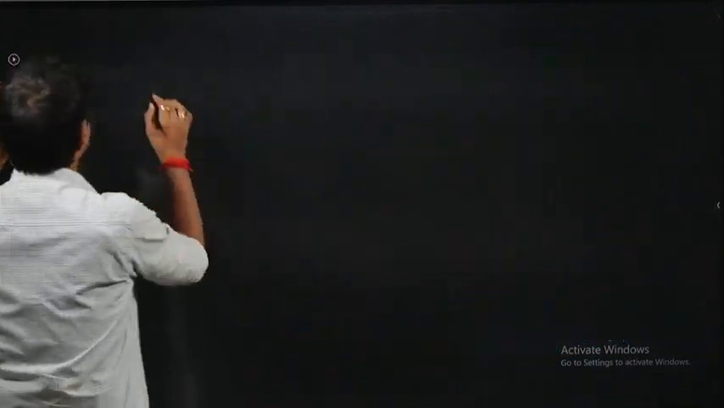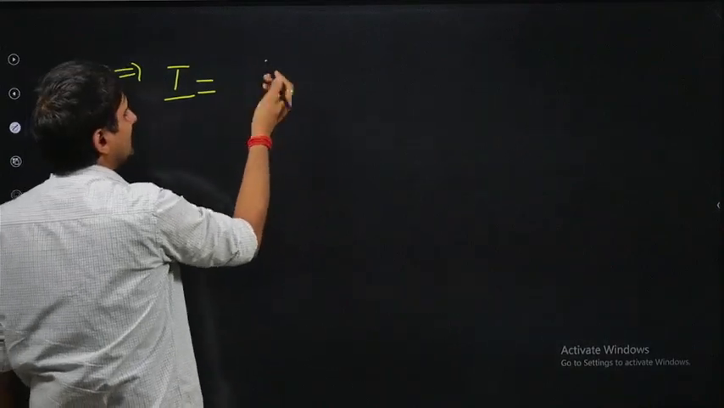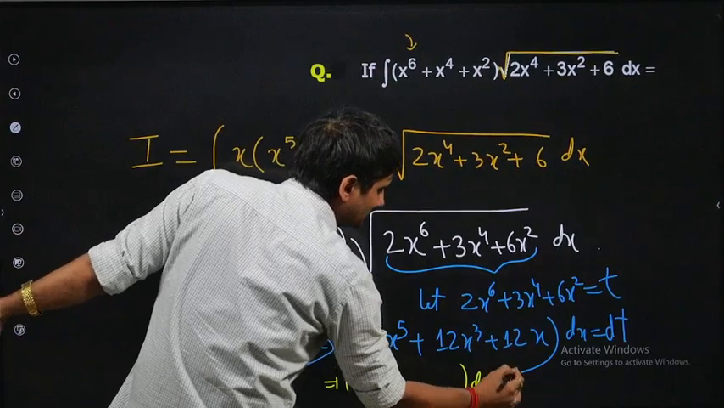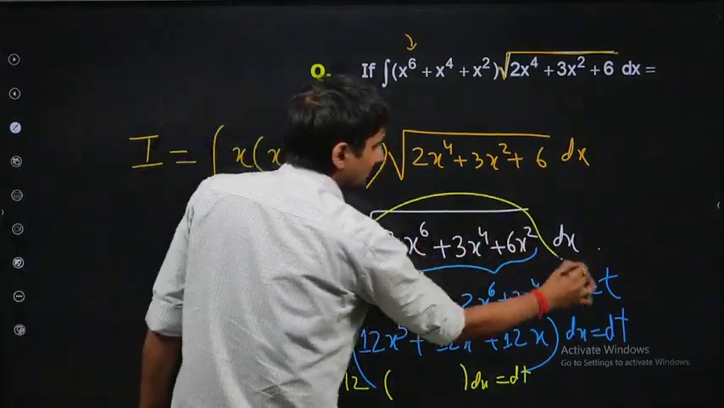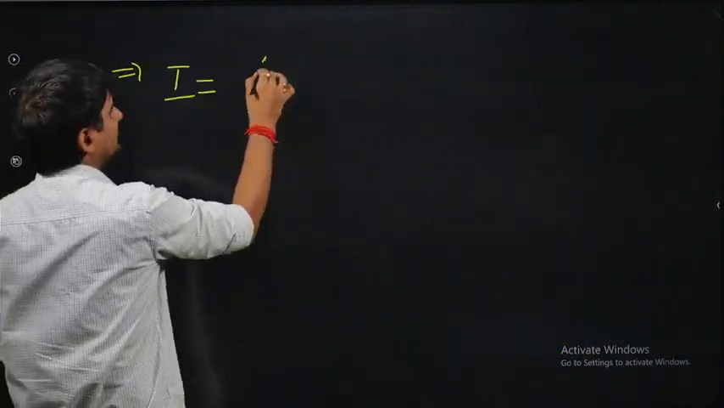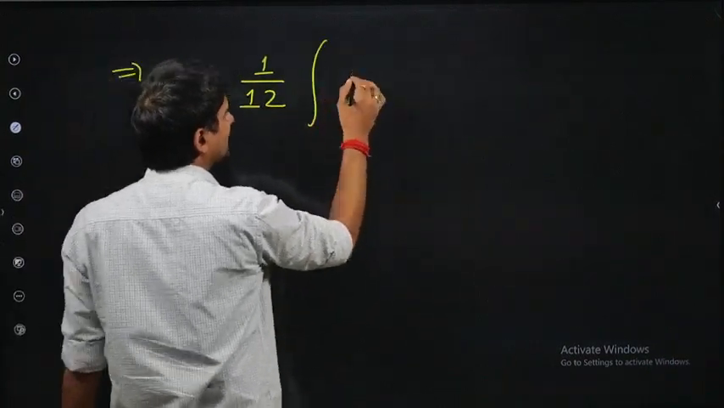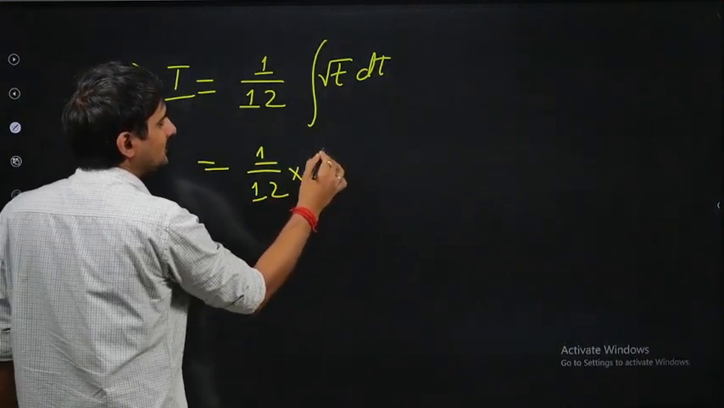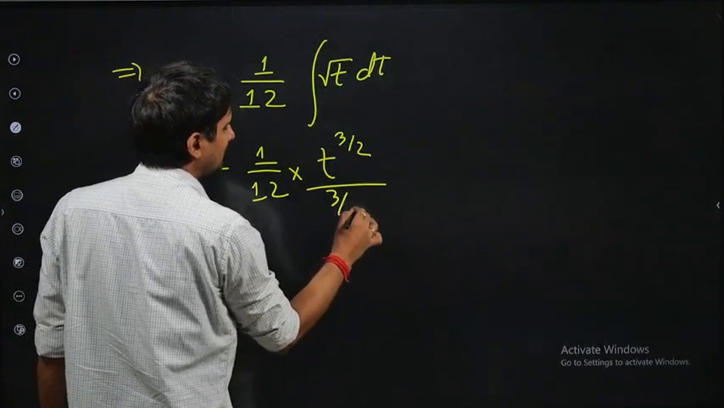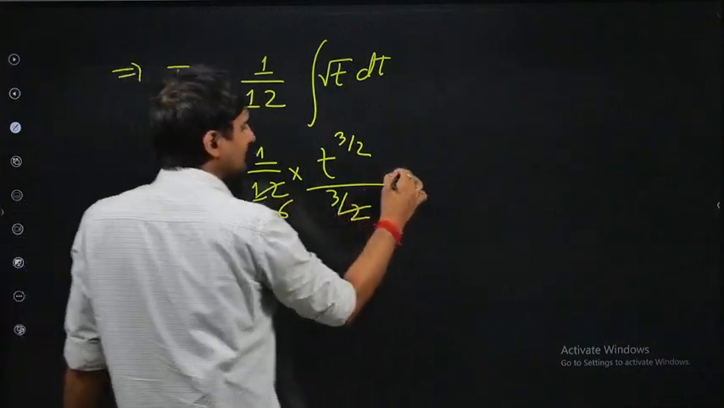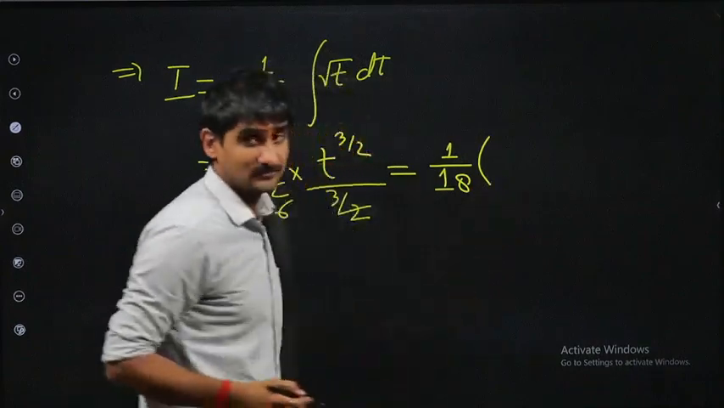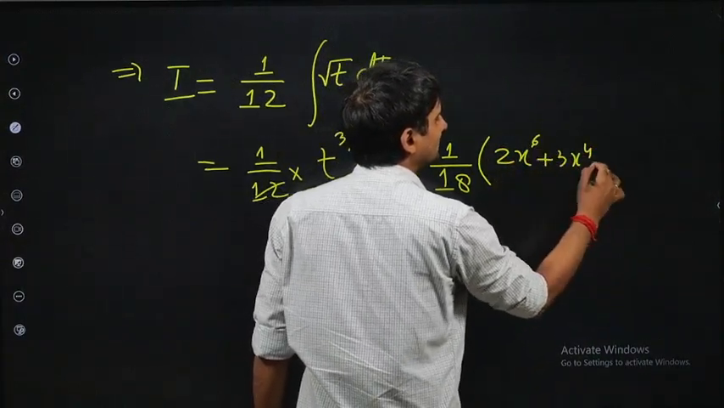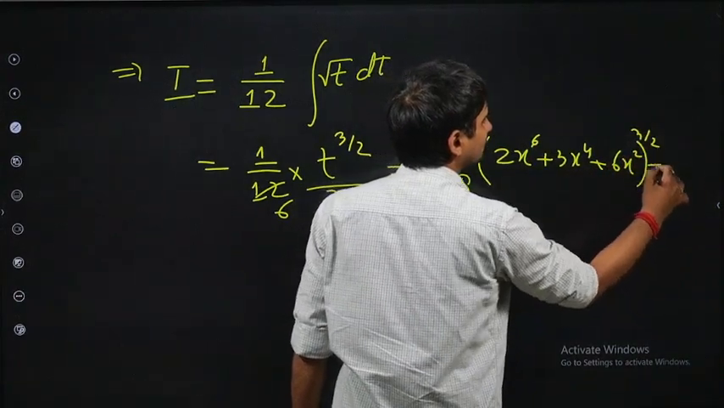Therefore our integral is, if I take 12 common, of course this dx is equal to dt, so I'll be replacing this with dt. What do we get? We get 1 by 12 here, then this is dt, and then this is root t, isn't it? So 1 by 12 into t raised to the power 3 by 2 over 3 by 2. So it is 6 here, so 18. The answer is 1 by 18 into t, and what was t? t was 2 times x to the power 6 plus 3 times x to the power 4 plus 6 times x square, whole raised to the power 3 by 2 plus c. That's the answer.